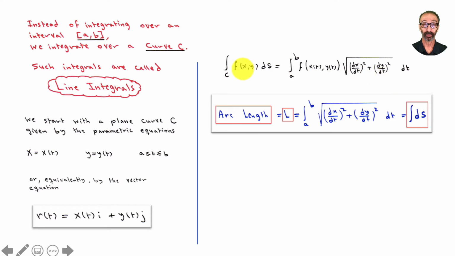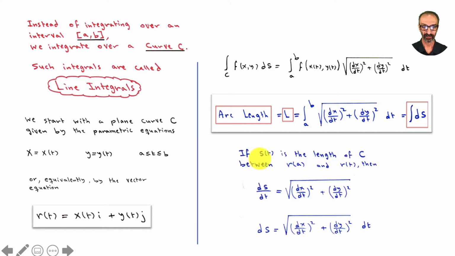Now, if you want the arc length, f would be 1. So if you have a function f of x, y in your way, that's not an arc length. That's called a line integral. But if you want the length only, that should be 1 right there, which is just like you're integrating this part, which is called ds. Just keep that in mind.